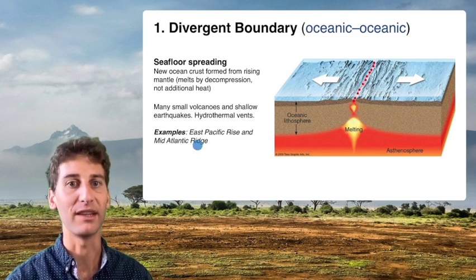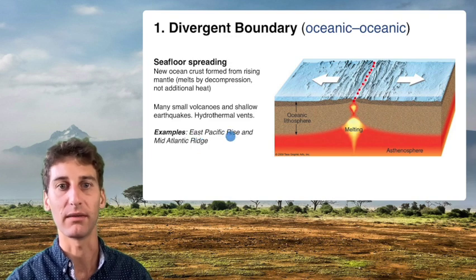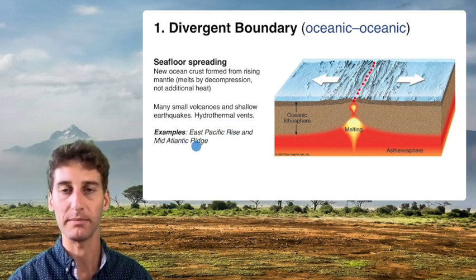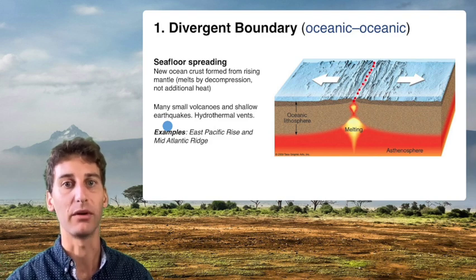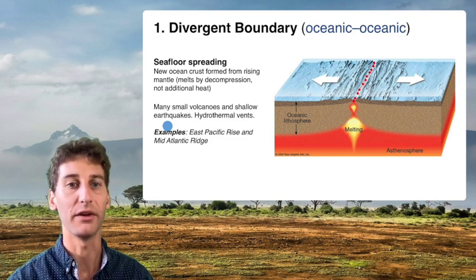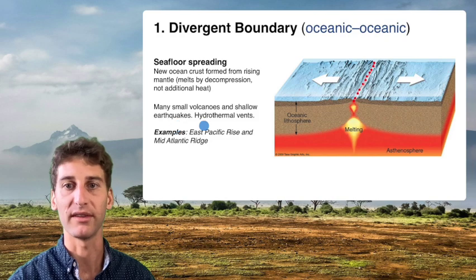So this is found throughout the mid-ocean ridge system, such as the East Pacific Rise and the Mid-Atlantic Ridge. This process generates lots of shallow earthquakes and lots of small volcanoes, and then, like I said, supports hydrothermal vents.